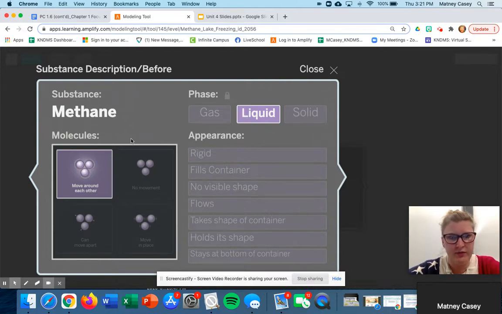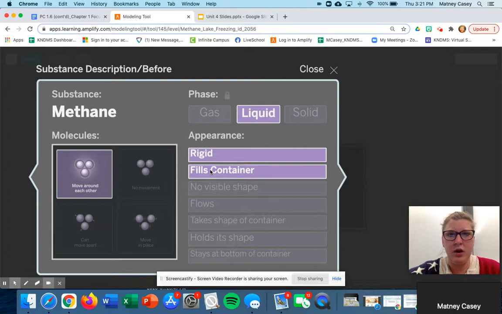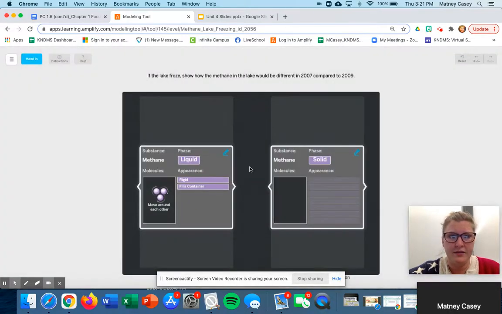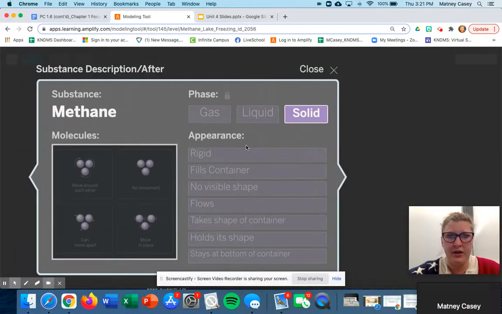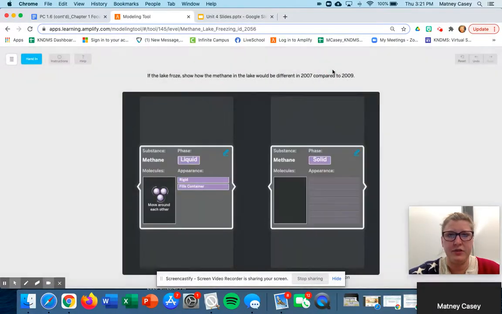If you think it's a liquid phase, you're going to choose which of these molecules matches how molecules move in a liquid phase. So just one. And then you're going to choose as many of these different appearance rectangles as you think apply to a liquid. If you think liquids are rigid, you click rigid. If you think it fills a container, you click that as well, if that applies to liquids, and so forth. Whatever applies for that phase. And then you're going to show the end phase by doing the same thing over here. So you should be selecting several things on each side.